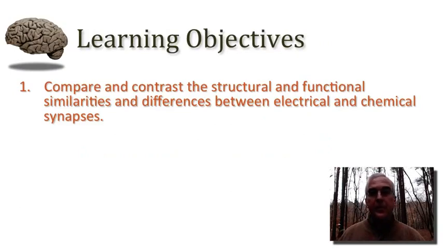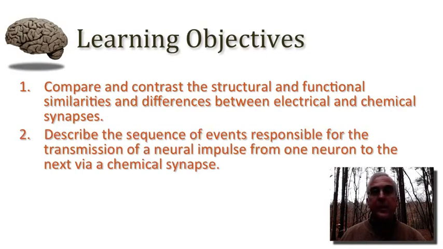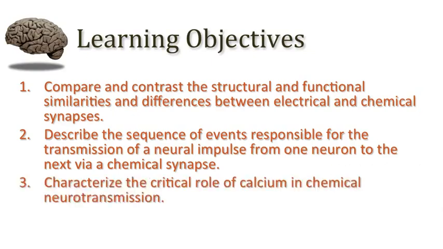First, I want you to be able to compare and contrast the structural and functional similarities and differences between electrical and chemical synapses. I want you to be able to describe the sequence of events that's responsible for transmission of neural impulses from one neuron to the next via a chemical synapse. I want you to consider that process in more depth and characterize the critical role of calcium in chemical neurotransmission.